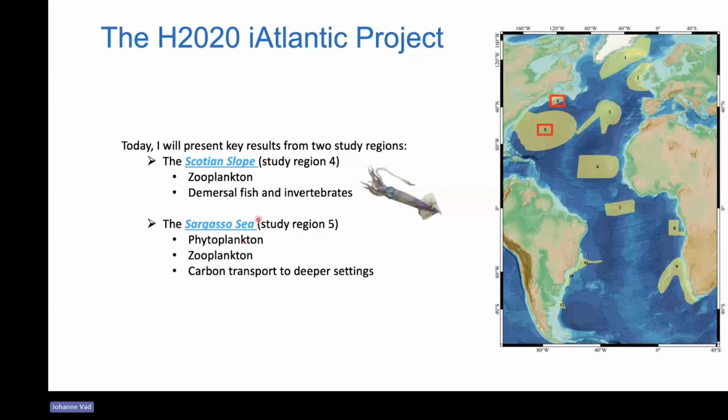The second study region, the Sargasso Sea, we also had access to phytoplankton, zooplankton, and carbon transport data. In the next few minutes, I'm just going to go through some of our main results and give you more details into the data sets for each of these study regions. So starting with the Scotian Slope first.